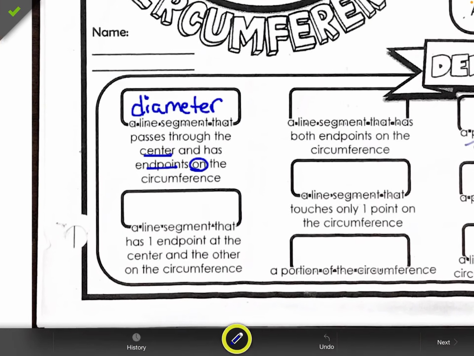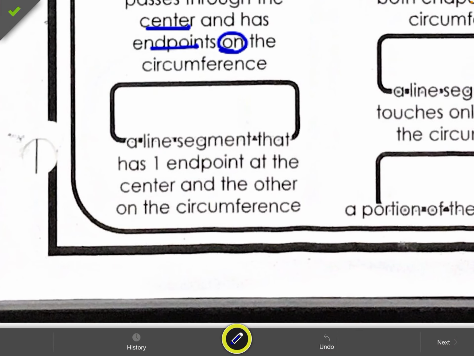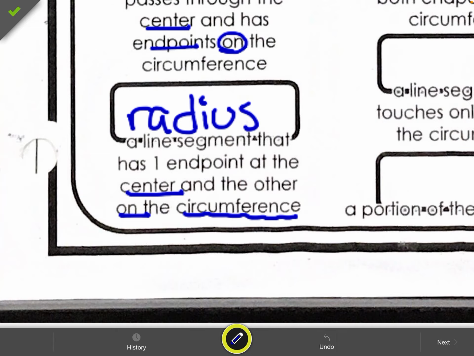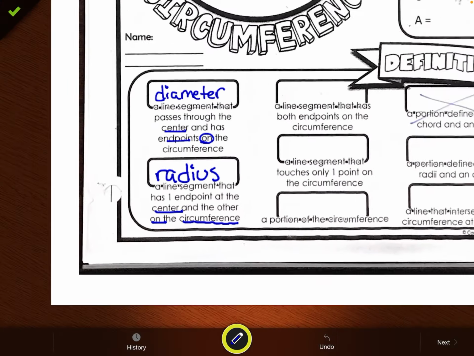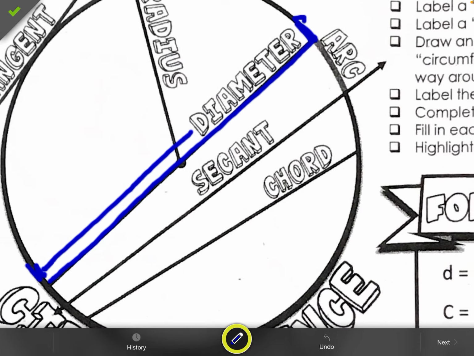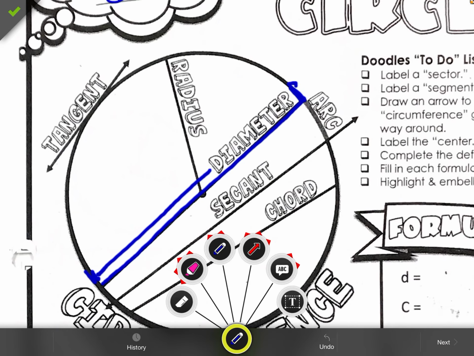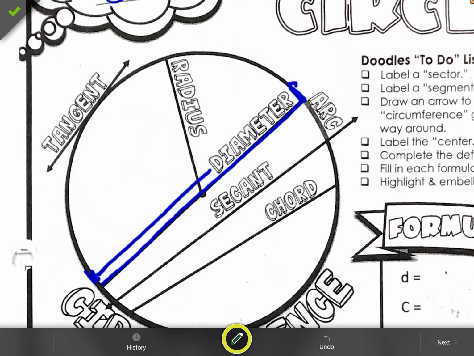All right, the second vocab word we're going to look at. It's a line segment that has one endpoint at the center and the other on, again, they say circumference, I say circle. Same thing. So it goes from the center to your circle. That is your radius. And again, if you come up and look at your picture, they did a good job with this label. I'm just going to do a different color. But this, from your circle to the center, is your radius.